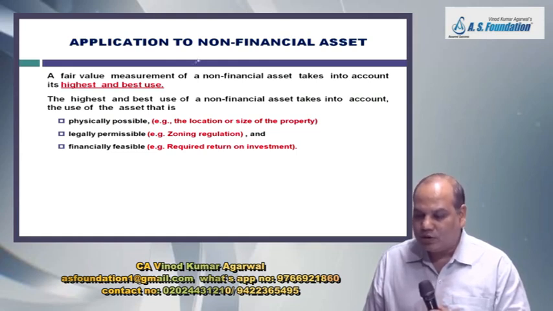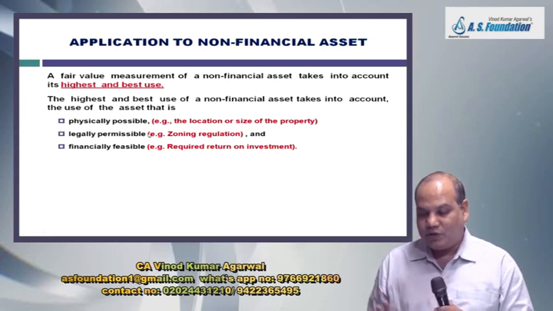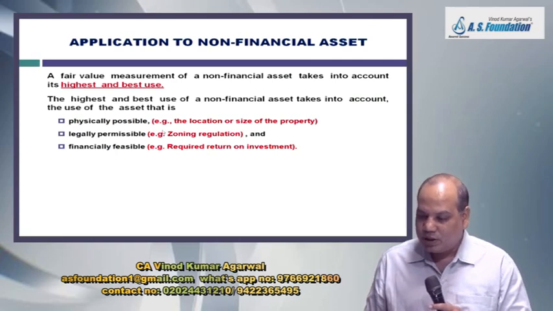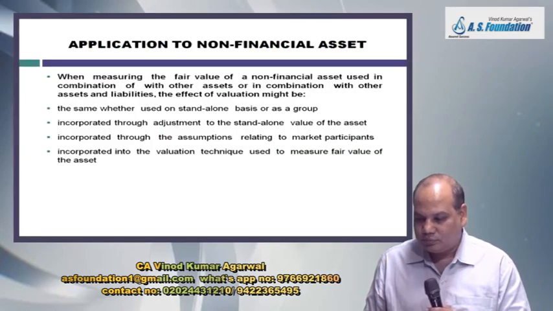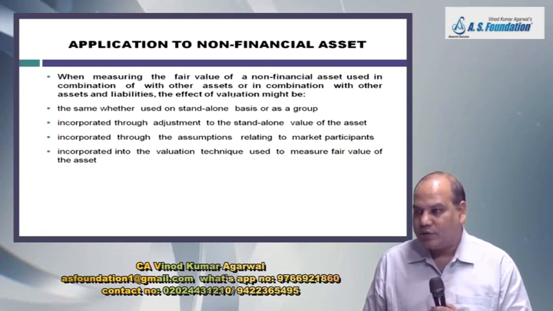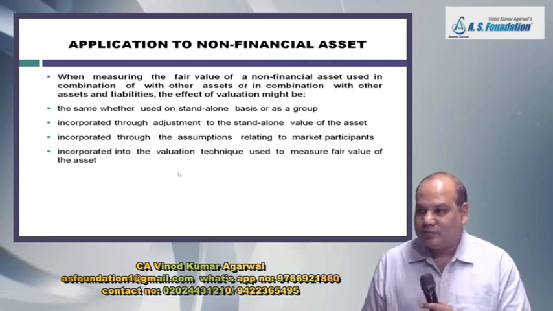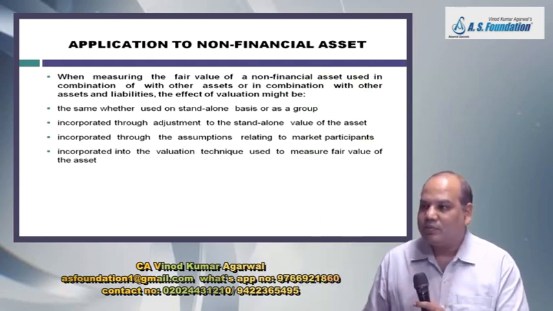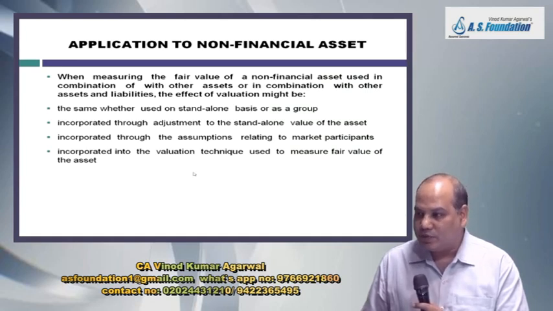That means while considering highest and best use, see the physical possibility, legal possibility, financial feasibility, and then consider the fair value. When measuring the fair value of a non-financial asset used in combination with other assets, what is this? Suppose you have to value land and building. So you have to value both of them together first, and then from that you can remove the value of the building, for example, so that you can arrive at the value of land.